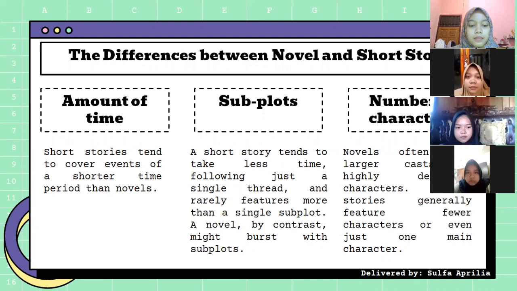Next, subplots. The short story tends to take less time, following just a single thread and rarely features more than a single subplot. Novel, by contrast, might burst with subplots. The last, number of characters. Novels often have a larger cast of highly developed characters. Short stories generally feature fewer characters or even just one main character.